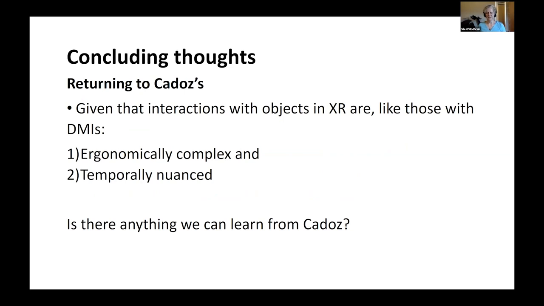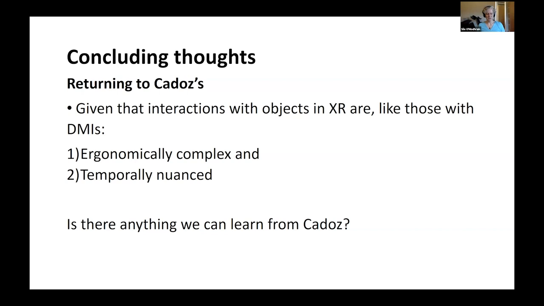So just to kind of draw everything together then, let's return to Kato's model and see if it gets us anywhere. So the point here is the similarity between interactions with objects in extended reality and those of DMIs, because they're both interactions which can be ergonomically complex, and they're both temporally nuanced. There's a lot of useful information, as I said, in the way that people are moving that could be picked up and used in extended reality to do more interesting things in response to how people are manipulating objects.